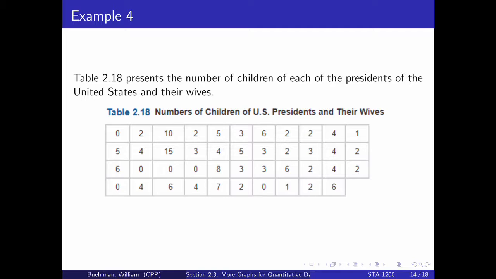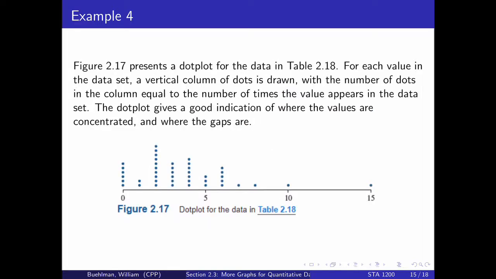Example 4. So you're going to use table 2.18 below that presents the number of children of each of the presidents of the United States and their wives. So this is how many children each of the presidents of the United States had. Figure 2.17 is a dot plot of that for the table 2.18. For each of the values in the data set, a vertical column of dots is drawn with the number of dots in the column equal to the number of times the value appears in the data set. The dot plot gives a good indication of where the values are concentrated and where there are some gaps.